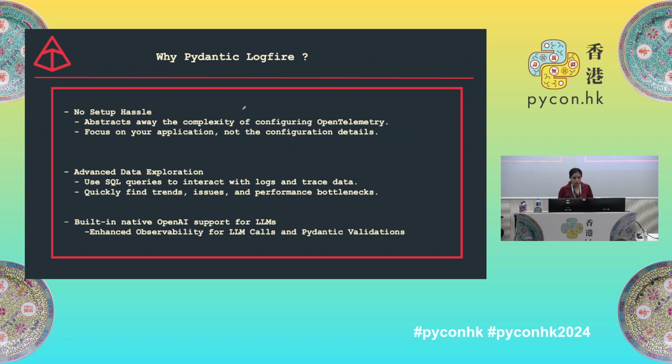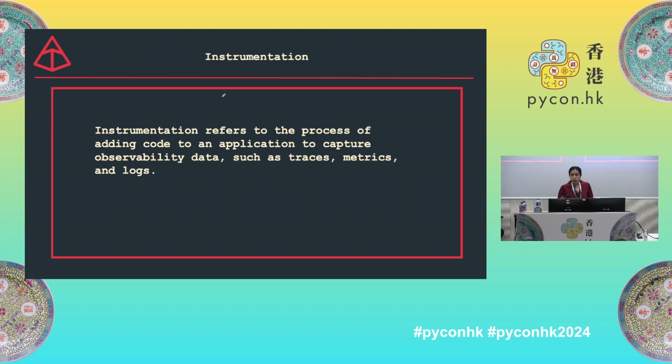We'll have a demo shortly. In the demo, I'll be using the term instrumentation, so I'll just let you know what it is. I'll be adding a piece of code to my own code, my own code as in, say, FastAPI code or any Python code, so as to capture certain observability data that will look like traces, metrics, and logs. That is what I mean by instrumentation.